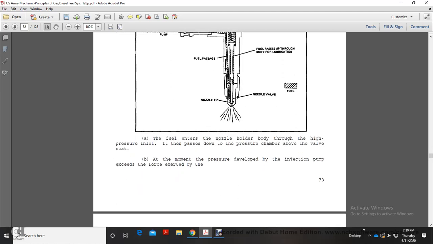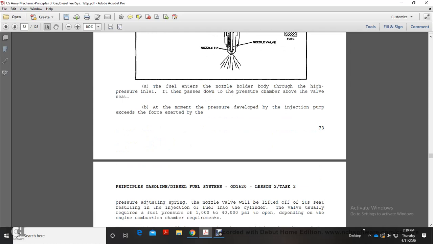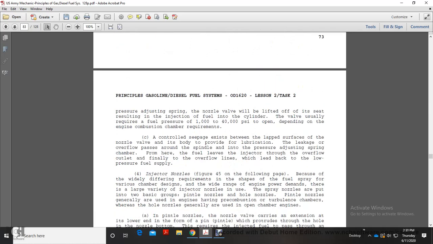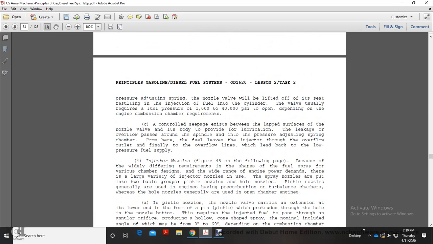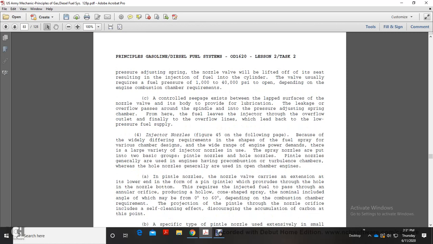The fuel enters the nozzle holder body through a high pressure inlet and passes down to the pressure chamber above the valve seat. At the moment the pressure developed by the injection pump exceeds the force exerted by the pressure adjusting spring, the nozzle will be lifted off its seat. The result is injection of fuel into the cylinder. The valve usually requires fuel pressure of 1,000 to 40,000 psi to open, depending on the engine combustion chamber requirements.